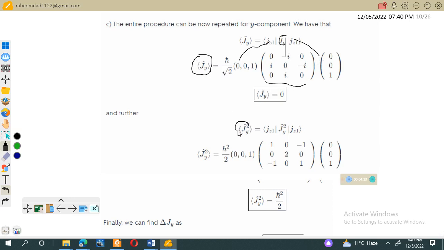Similarly for Jy square, we will solve it for Jy square. Now we will sandwich Jy square between the two eigenvectors corresponding to the required eigenvalues. So we will put bra vectors for Jz and Jy square values, and similarly for Jz. So we multiply the whole term because these are matrix, column vectors and row vectors, we can multiply it by just the ordinary matrix multiplication method. So this will give Jy square is equal to h cut square over 2.